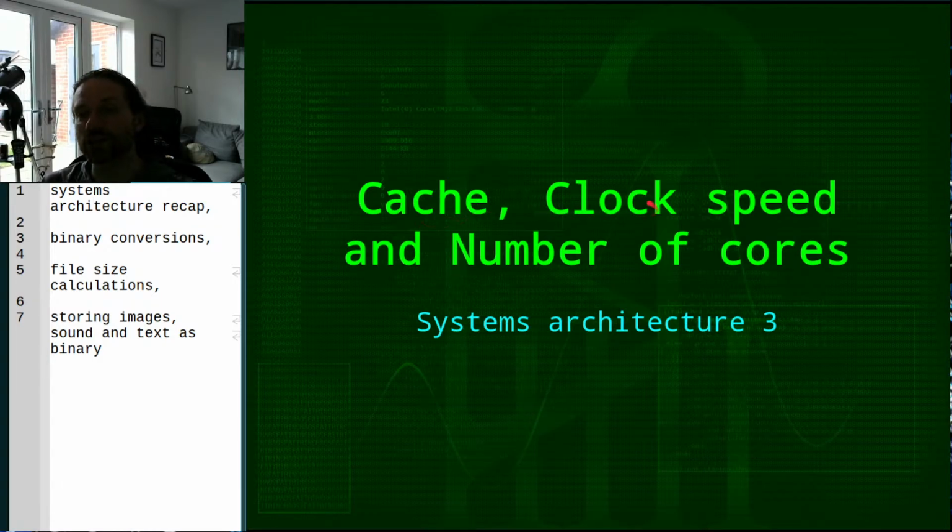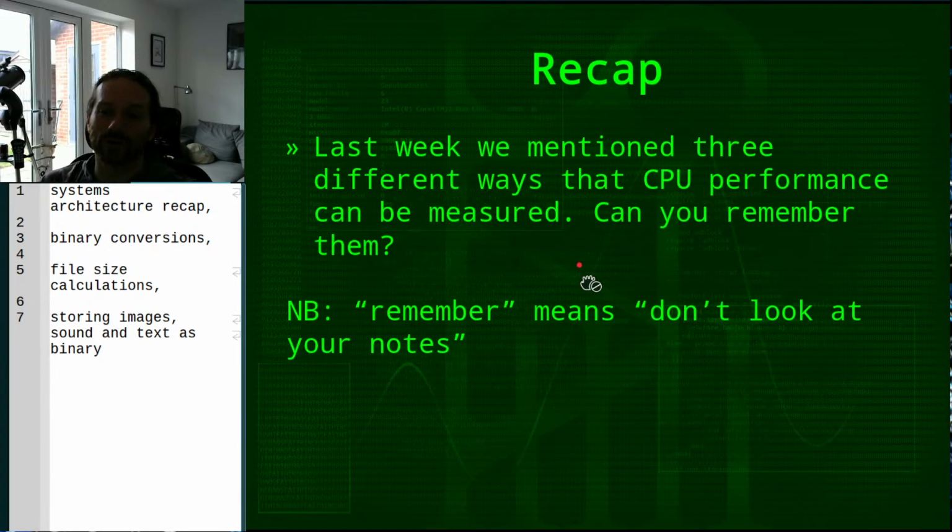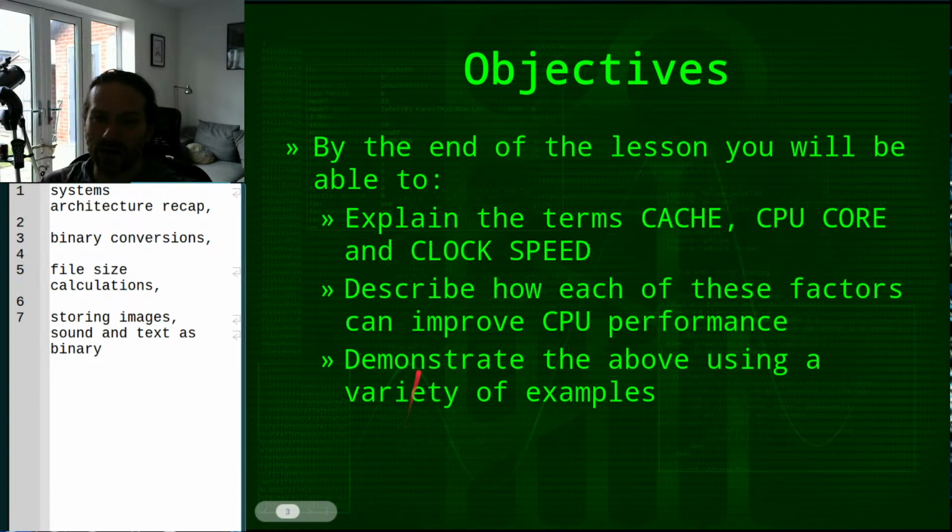Right, so cache, clock speed, number of cores. Let's just quickly go over what they mean and why they can improve.